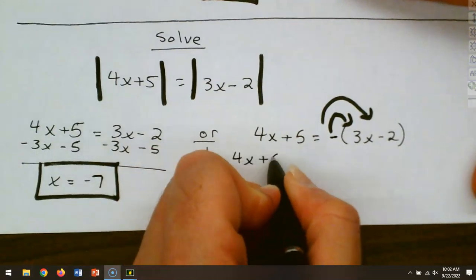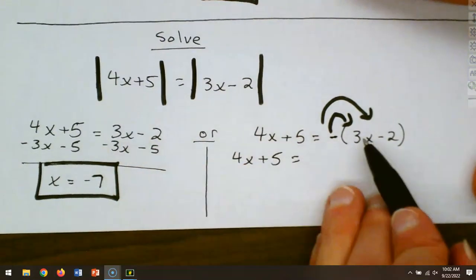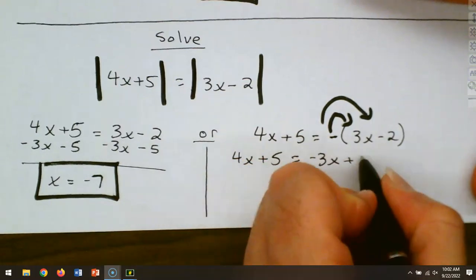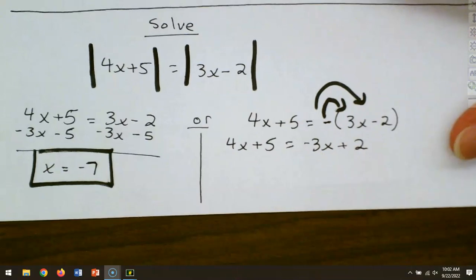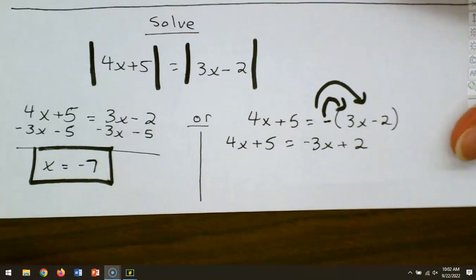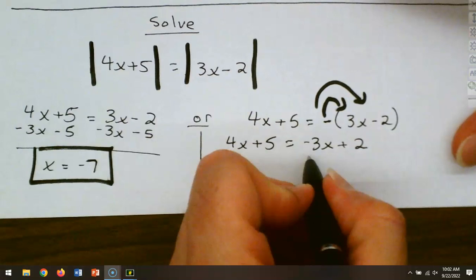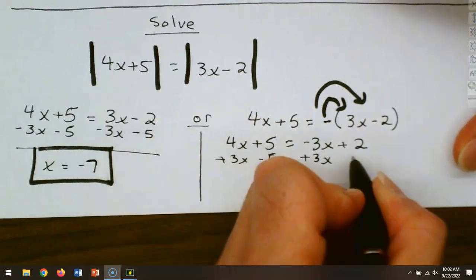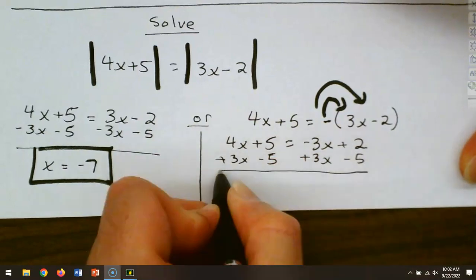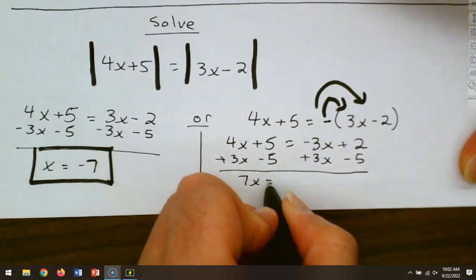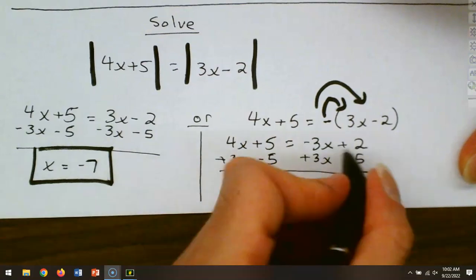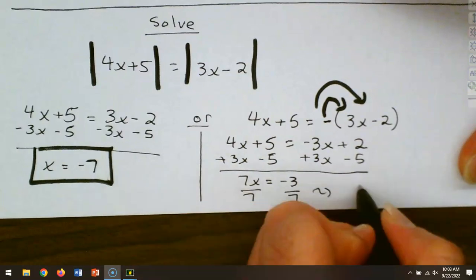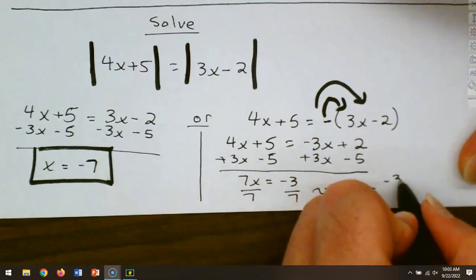It's 4x plus 5. Distribute that negative through. So that makes it a minus 3x and a plus 2, right? And move things around again. So add the 3x, move the 5, and now we've got 7x equals 2 minus 5. That's a minus 3. Divide by our 7. And our last one is x equals now negative 3/7.